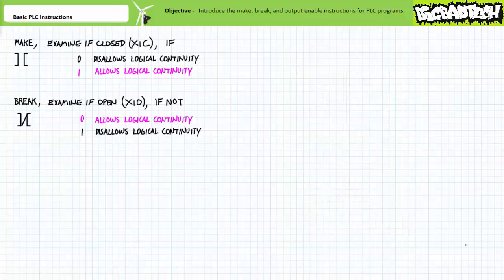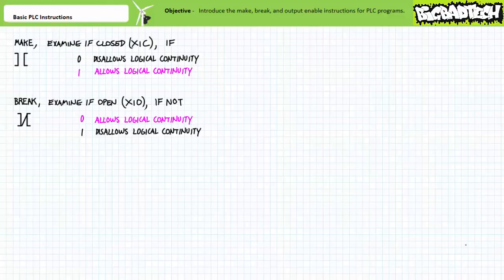Now that we've established some pretty concrete expectations of how field input devices deliver logical values to a PLC, let's discuss how the two instructions, make and break, respond to the received logical values. Pay attention because this is important, and I'm only going to say it like 1,000,000 times over the course of this lecture and the next and the next and the next.